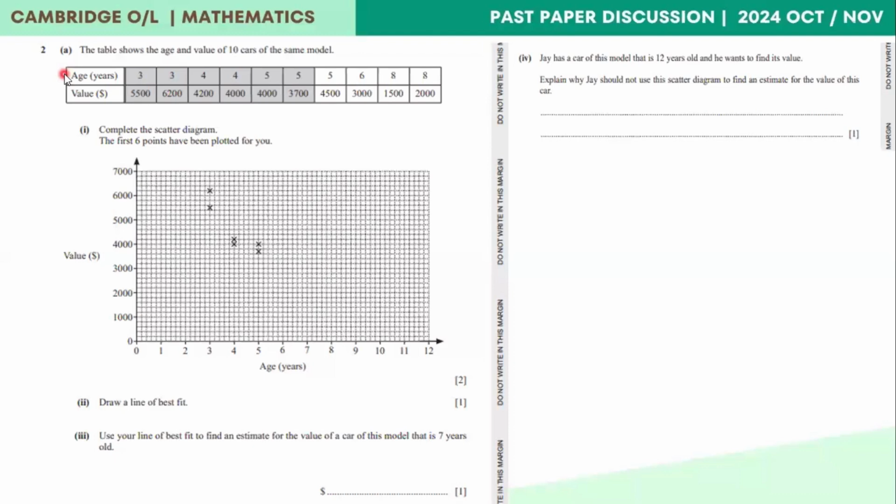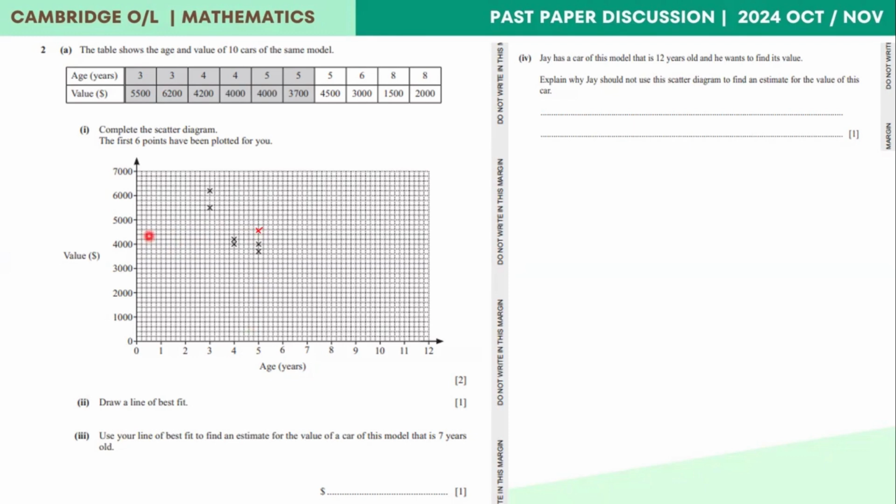The second question, part A: the table shows the age and value of 10 cars of the same model. So these are the ages and these are the values, the prices. Complete the scatter diagram. The first 6 points have been plotted for you. We have to plot these points. First, 5 and 4,500. So here, 5, 4,500. One box is 4,200 here. One box is $200 here. So based on that, you have to estimate.